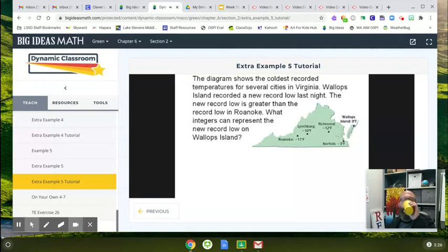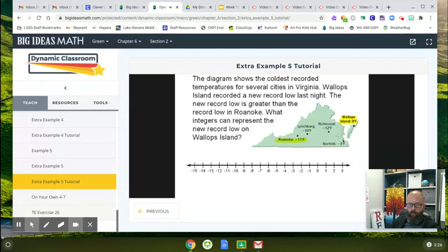In this problem, the only two cities that we are comparing are Wallops Island and Roanoke. The record low of Wallops Island was 0 degrees Fahrenheit. The record low in Roanoke is negative 11 degrees Fahrenheit. Let's compare these two numbers on a number line. Wallops Island we can plot at 0, and Roanoke we can plot at negative 11.